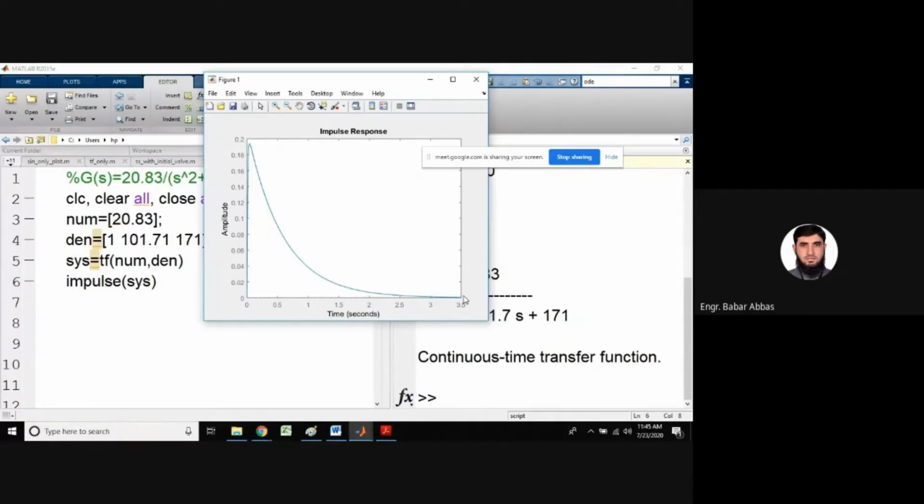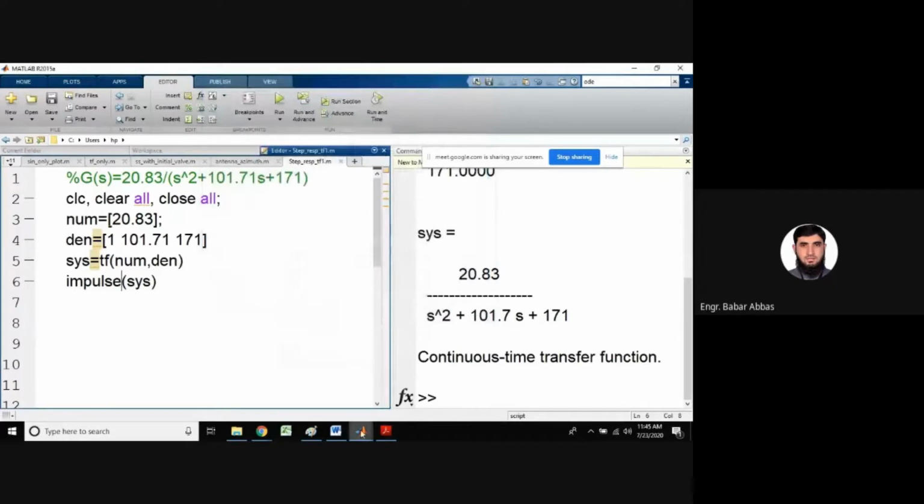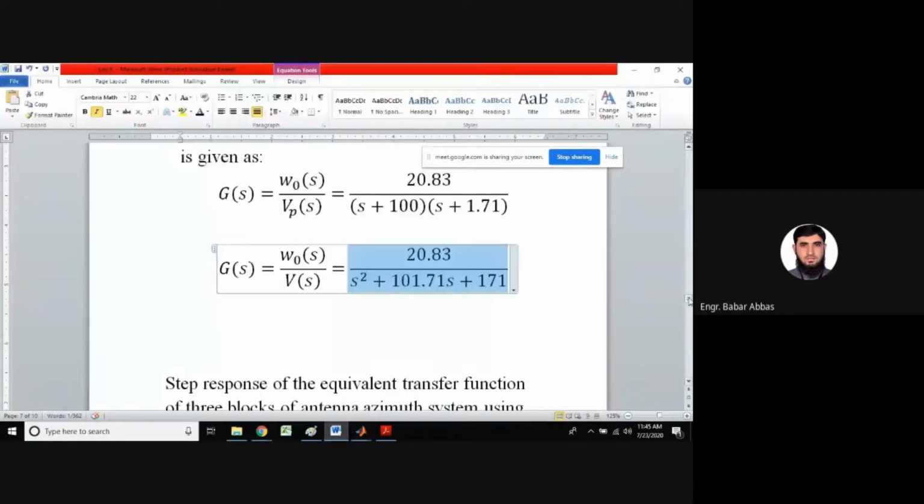In a stable system, the natural response approaches 0 as the time approaches infinity. BIBO: we are having a bounded input, and we are having a bounded output as well. Okay, so that's all we have in this lab number 6.